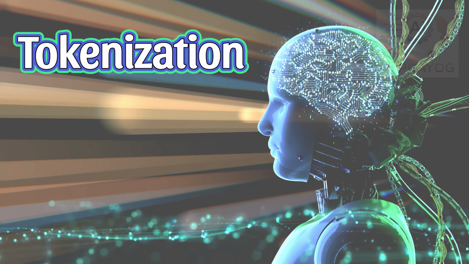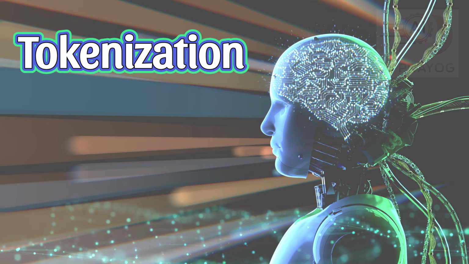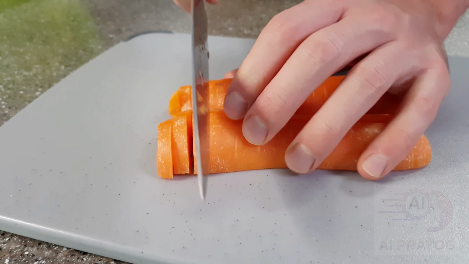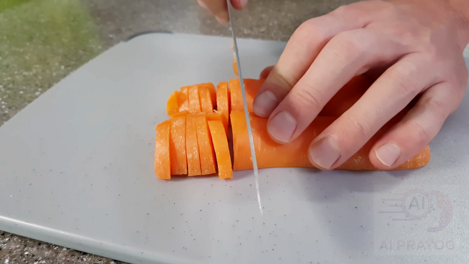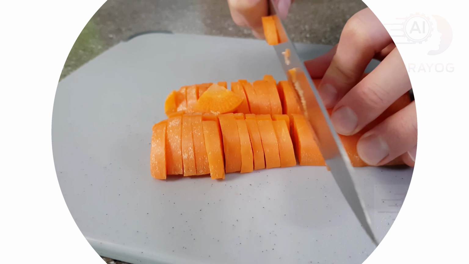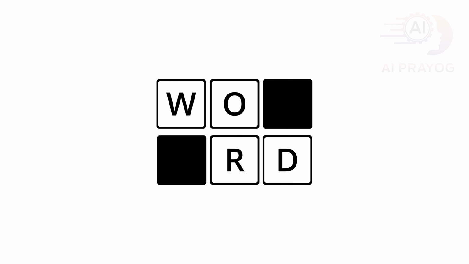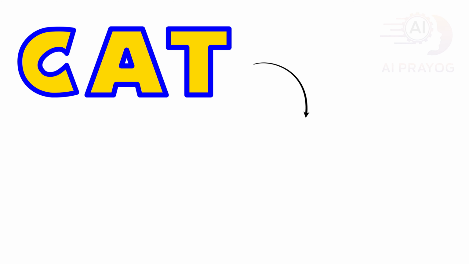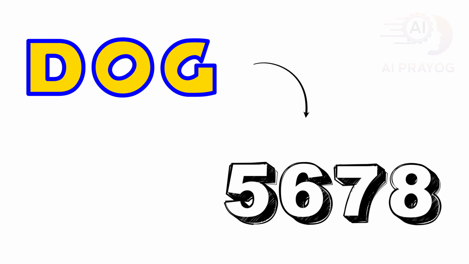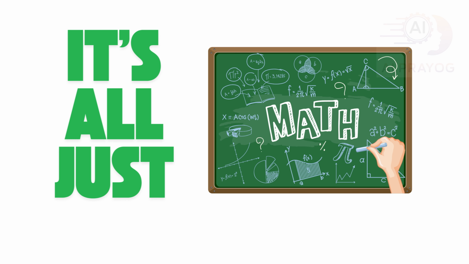What is tokenization? At its core, tokenization is just the process of breaking down a big piece of text into smaller, manageable chunks called tokens. Think of it as chopping a salad into bite-sized pieces. An LLM can't eat the whole sentence at once. It needs those smaller pieces, which we can then assign a unique number to. This number is the key. Every word, or part of a word, in an LLM's vocabulary has its own unique ID. So, when the LLM sees the word cat, it's really just seeing the number 1, 2, 3, 4. The word dog might be 5, 6, 7, 8. It's all just math.